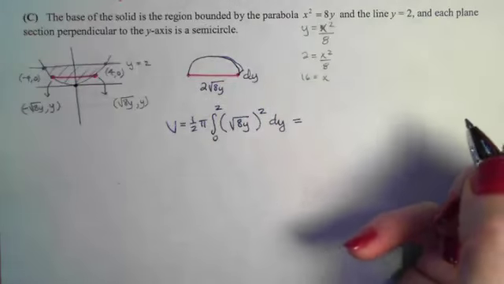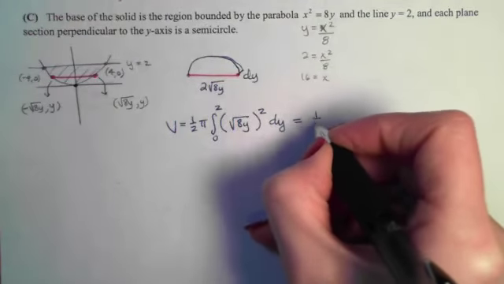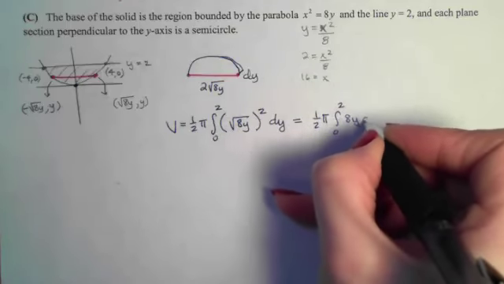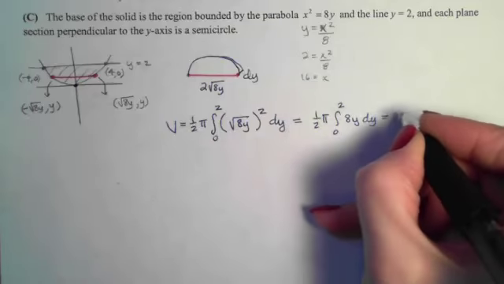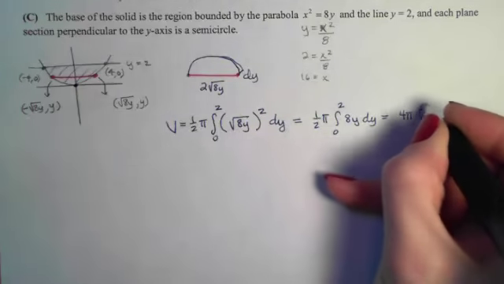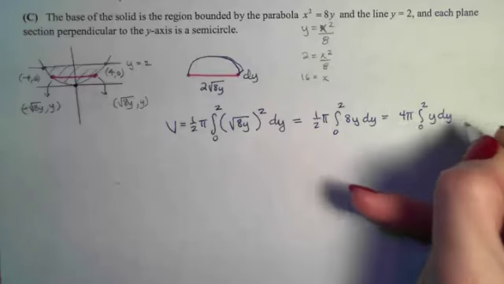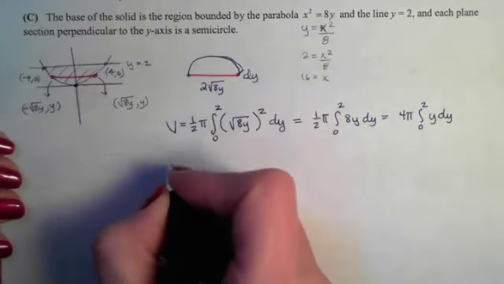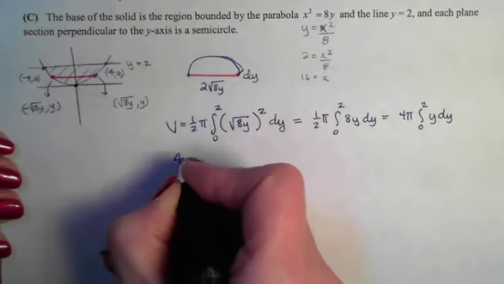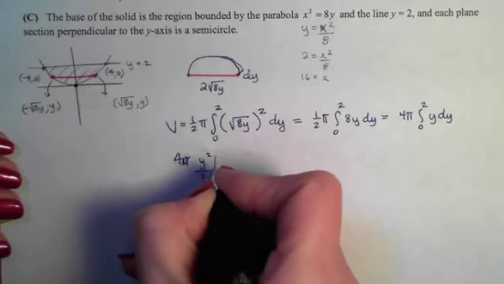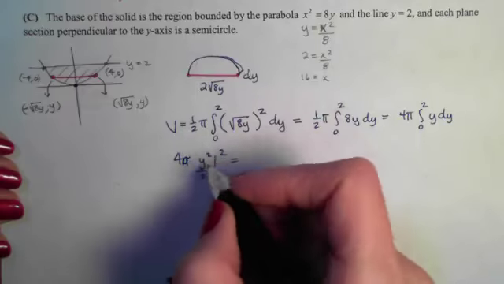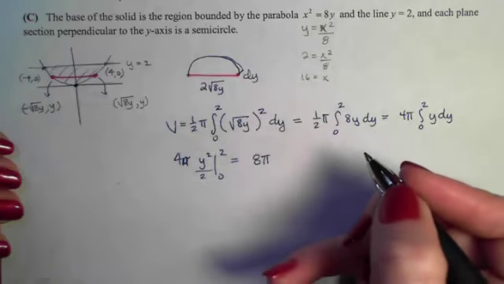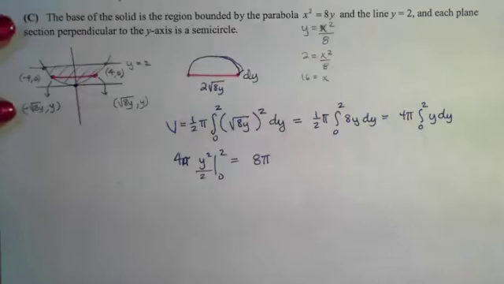So if I multiply this out, I get 1/2 pi integral from 0 to 2, square the root, I get 8y. Move that 8 out in front, I'll get 4 pi times the integral from 0 to 2 of just a regular y. So what do I take the derivative of with respect to y that gives me a y? Well, that's y squared over 2. Plug in the 2, I get 4 over 2, which is 2, times 4 gives me 8 pi. Plug in the 0, I get nothing, so I end up with 8 pi.